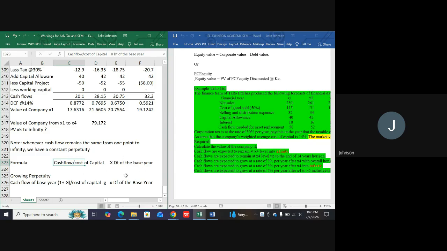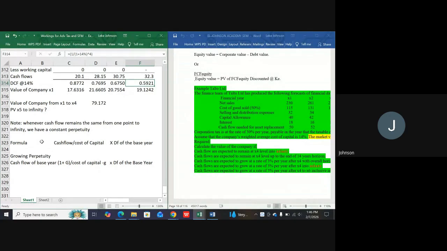So what is the base year in this question? The base year is cash flow is remaining constant from year 4. So year 4 is actually the base year, right? So we now say, what is the cash flow of year 4? Cash flow of year 4 is 32.3. What is the cost of capital in the question? Cost of capital in the question is 14%. What is our discount factor of the base year? Discount factor of the base year is this discount factor that we got for the base year. This is what we are doing to multiply whatever we have. So now, if you understand the constant perpetuity, to get the growing perpetuity is simple.